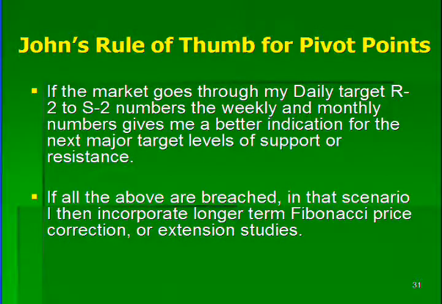Now, here's my rule of thumb for pivot points and how to use them. If the market goes through my daily targeted R2 or my daily targeted S2 number, in other words, the second resistance or the second support, I use the weekly and monthly numbers to give me a better indication for the next major target level of support or resistance. Now, if we go through, as it says here, if all of the above are breached, in other words, if we go through the monthly R2, the weekly R2, and the daily R2, believe me, R3 numbers aren't going to help us. In that scenario, I would incorporate longer-term Fibonacci price correction or extension studies, and we go over how to do that later in this presentation.